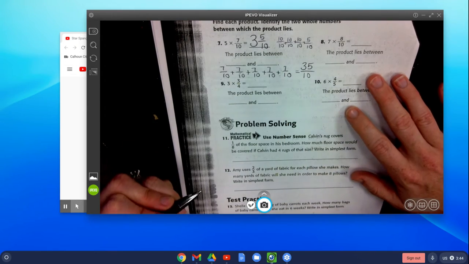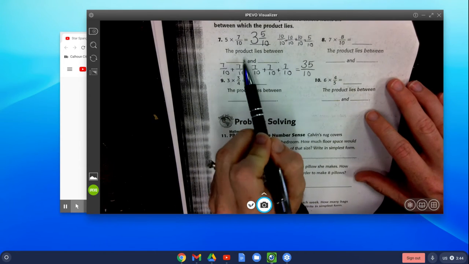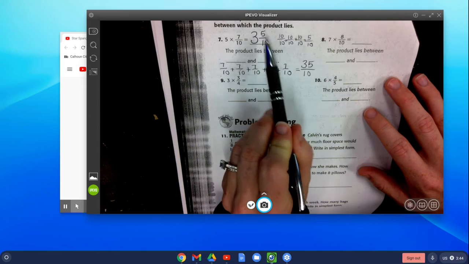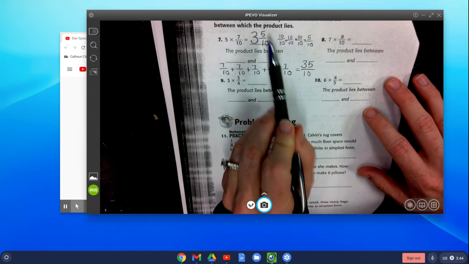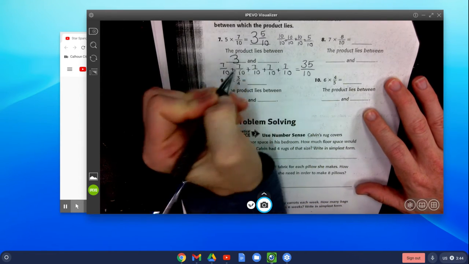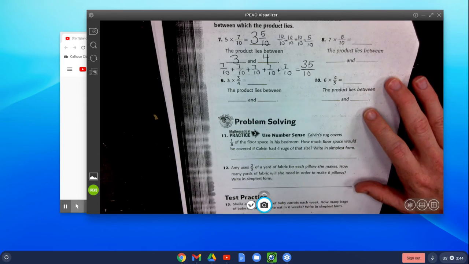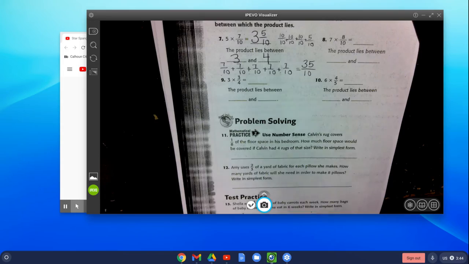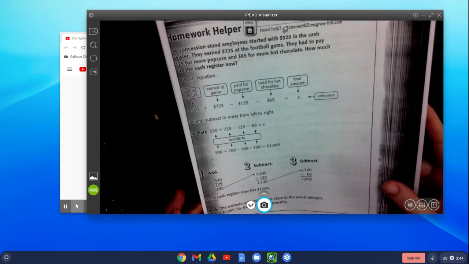Okay, so the product lies between. What it's talking about here is a number line. So 3 and 5 tenths, or 3 and 1/2, will lie between 3 and 4 on a number line. So you're just saying what it's between. I hope this is helpful, and I hope you like this new format.